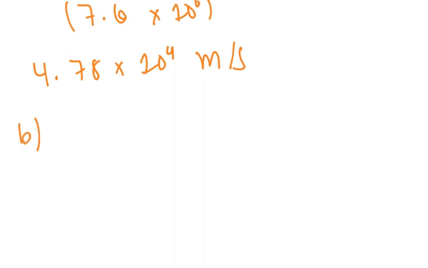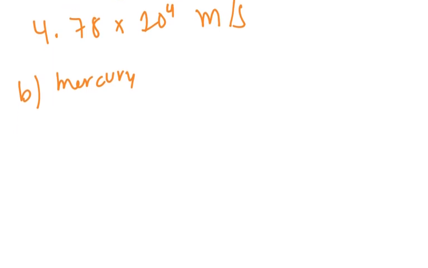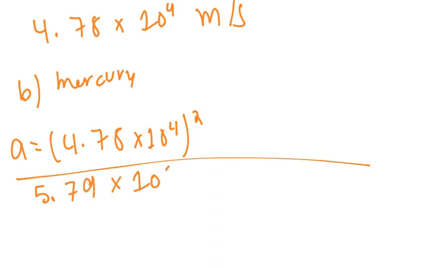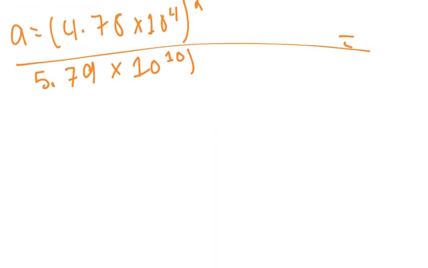And then B for Mercury, which is toward the Sun, is a equals 4.78 times 10 to the 4th power squared over 5.79 times 10 to the 10th power, and that equals 3.96 times 10 to the negative 2nd meters per second squared.